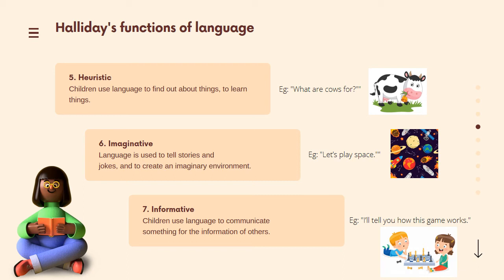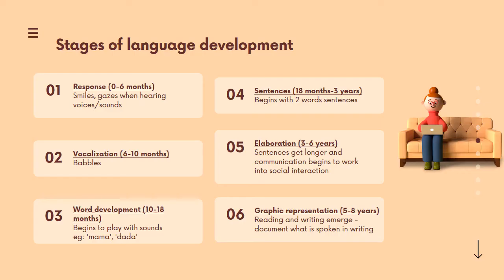And then the seventh function is informative. Children use language to communicate something for the information of others. For example, I will tell you how this game works.